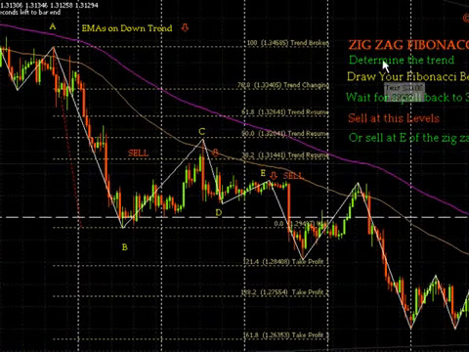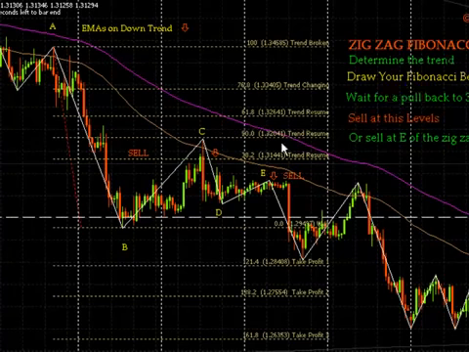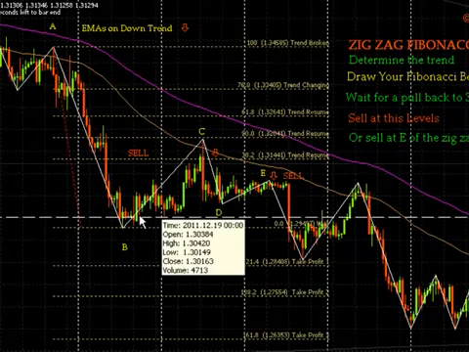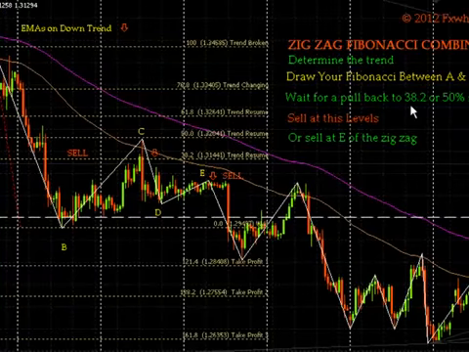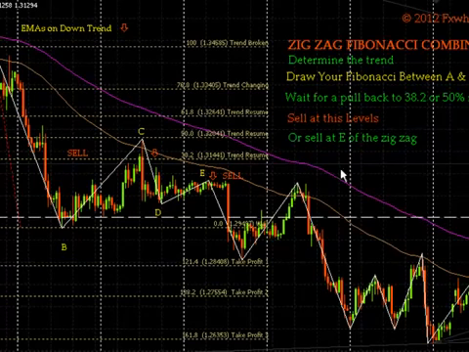Again, the rule: determine the trend. So how did I determine the trend in the first place? I use my exponential moving averages to determine the trend. And I look for the swing A and B. I place my Fibonacci around it, and I determine my entry. Wait for a pullback to 38.2 or 50%. Sell at this level or sell at E.